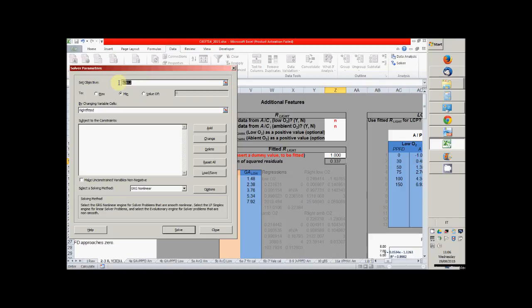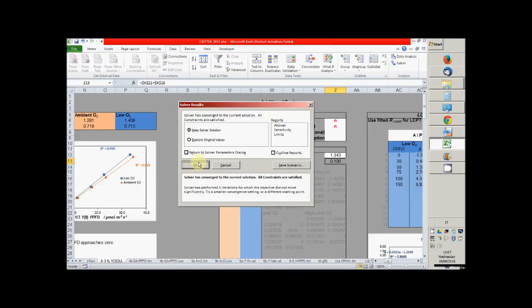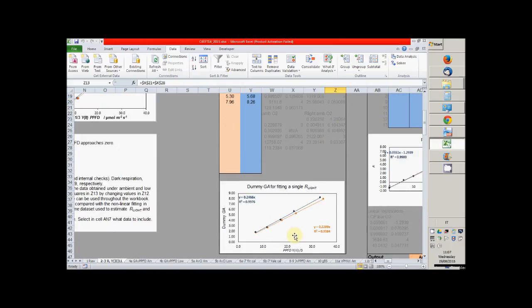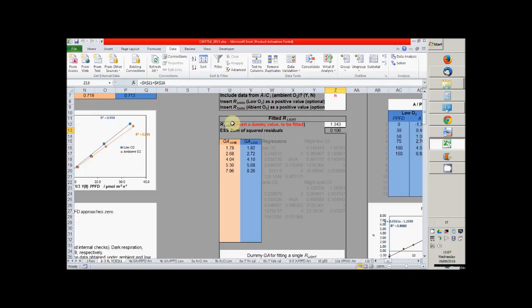The objective cell is cell 13, which is the sum of the square residuals of the two regressions under ambient and low oxygen, and the variable cell is Z12. We may solve, and the value found now concurrently fits the two curves. This value for respiration in the light can be automatically copied in the next sheets when respiration in the light fitted is specified.